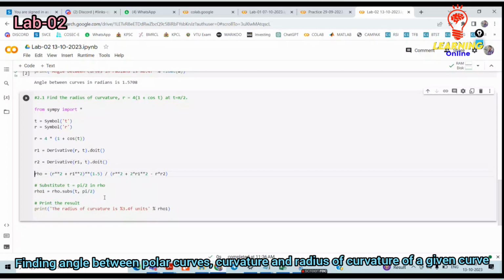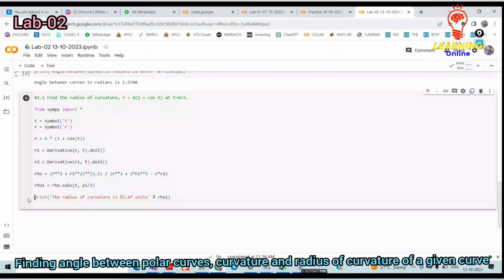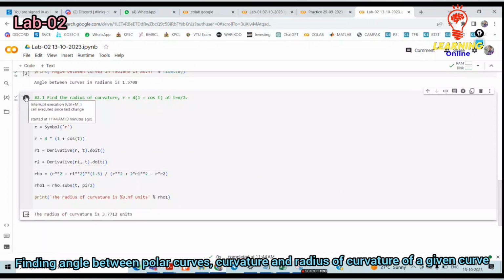If you know the formula and how to use the arithmetic operators to write that expression in Python, then you can easily write it. Then substitute. I define this rho as rho 1 to evaluate the value at t equal to pi by 2. Then I print this output. Now I did this, and there are no comments you can see here. Then I will run. I will get the output, 3.7712.